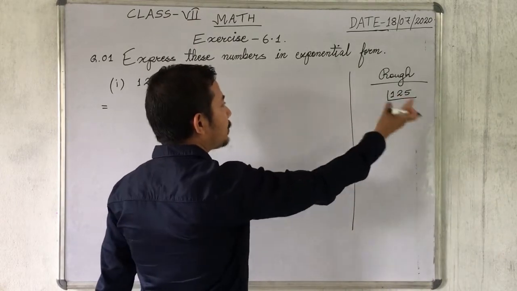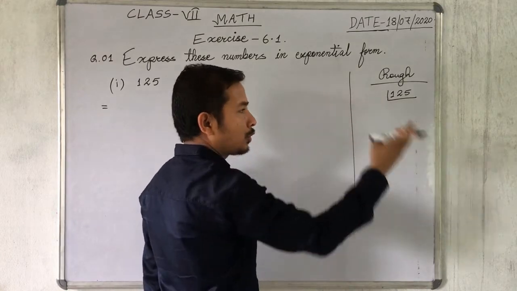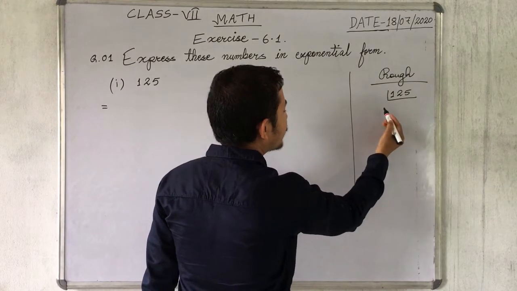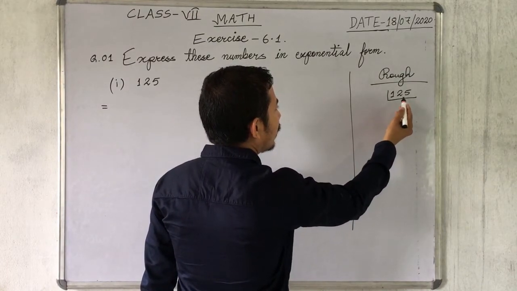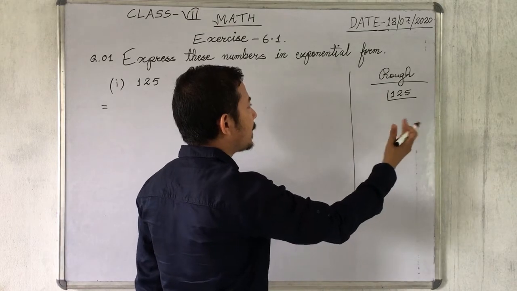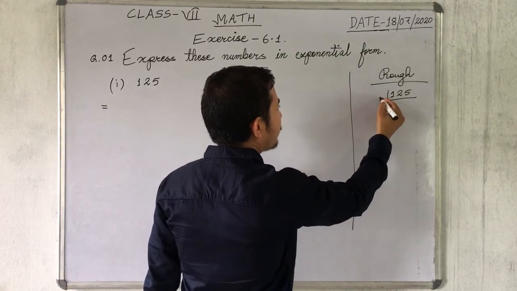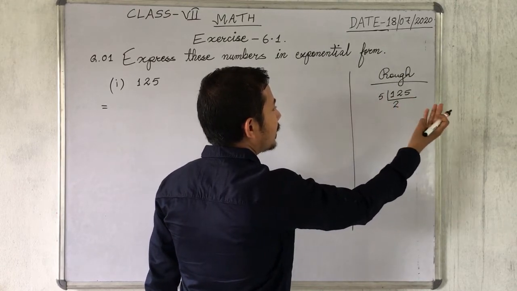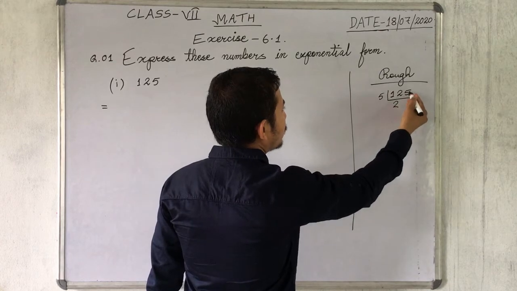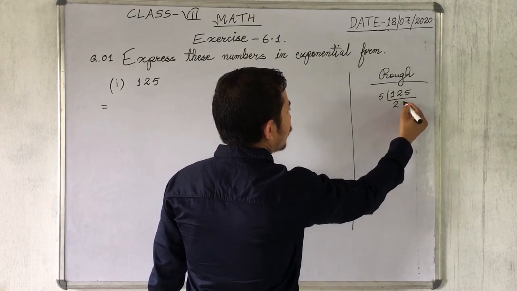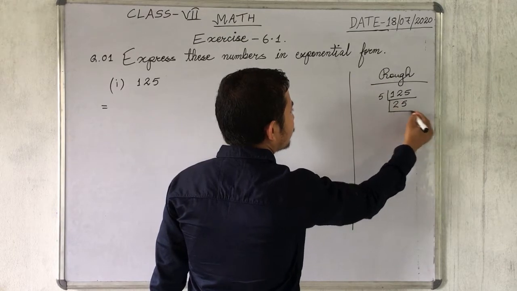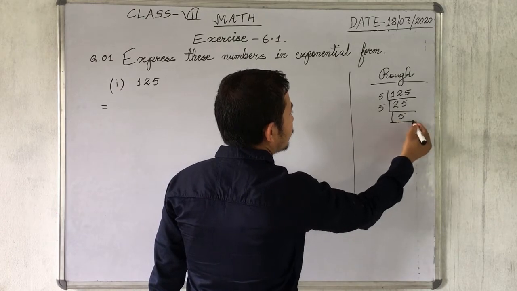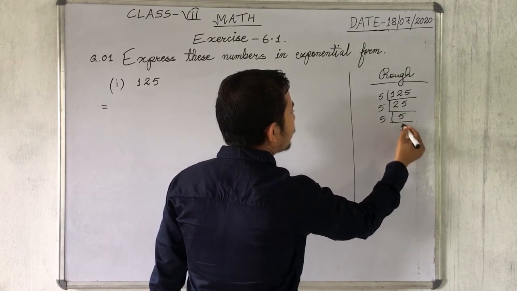Now look here, is it possible to divide by 2? No, it is not possible to divide by 2. So let's try 3. It is not possible to divide by 3 as well, so I am trying 5. 5 times 2 is 10, 12, 2 left, so if we take 2 this side, there will be 25. 5 times 5 is 25. Again, 5 times 5 is 25. So finally, 1 times 5 is 5.